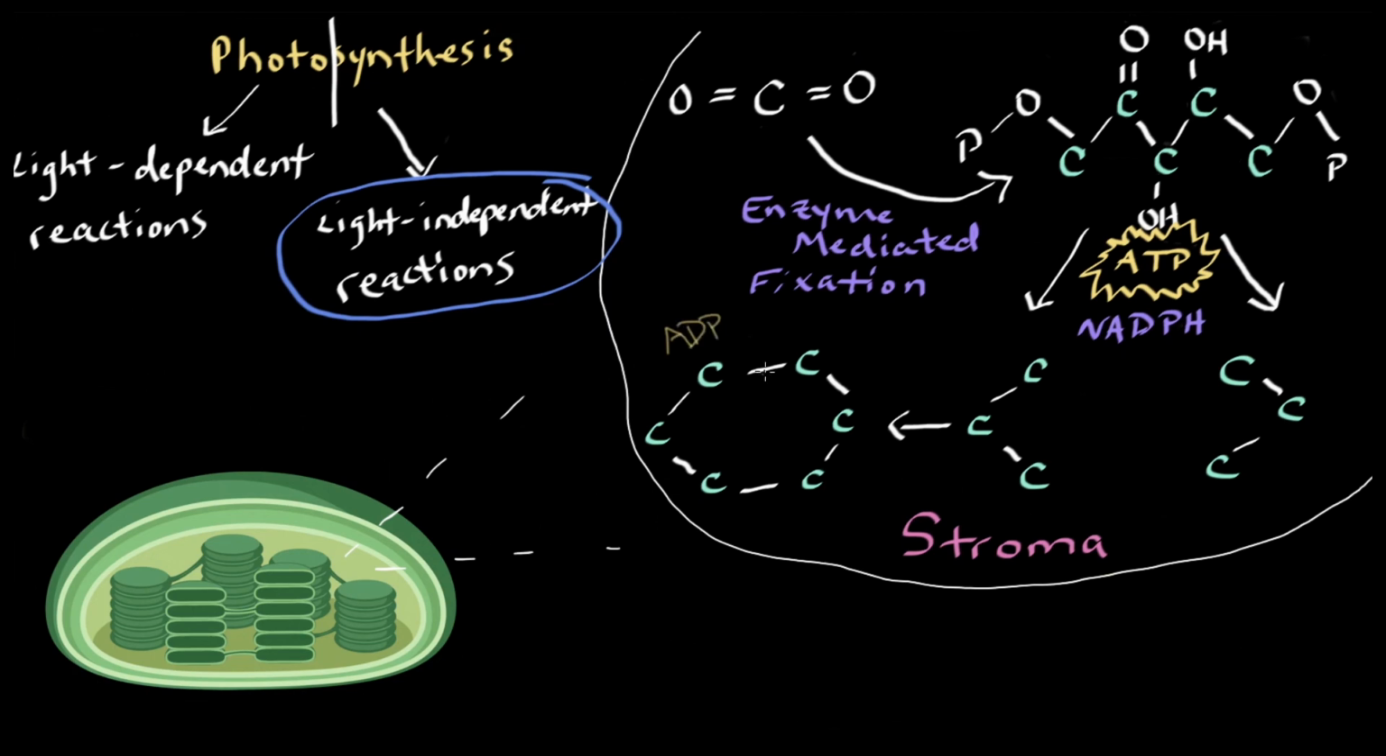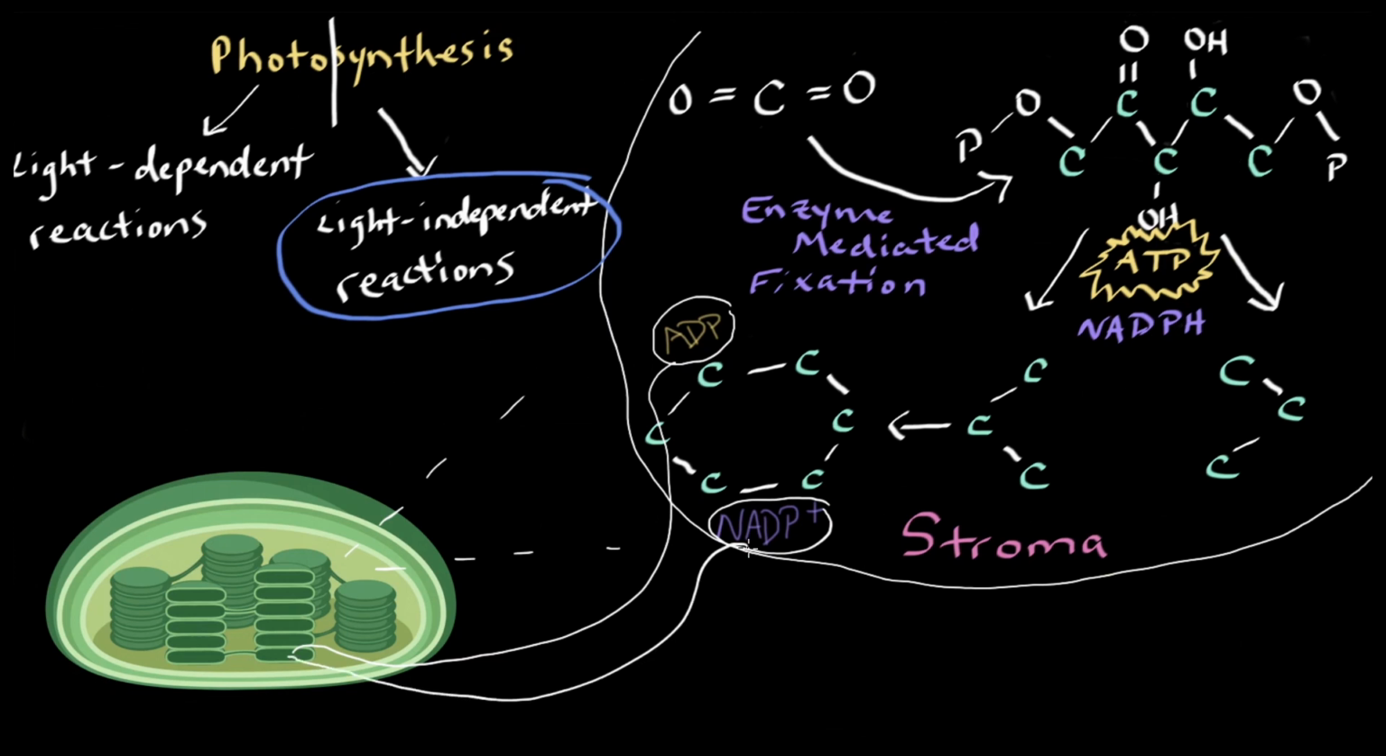And the beauty of it is that the byproducts of the light-independent reactions, ADP and NADP+, are shuttled off from the stroma back to the thylakoid for more light-dependent reactions where they can be recharged and recycled for use again later. And voila!